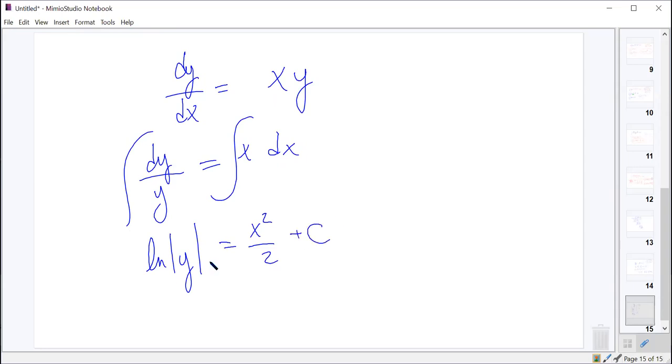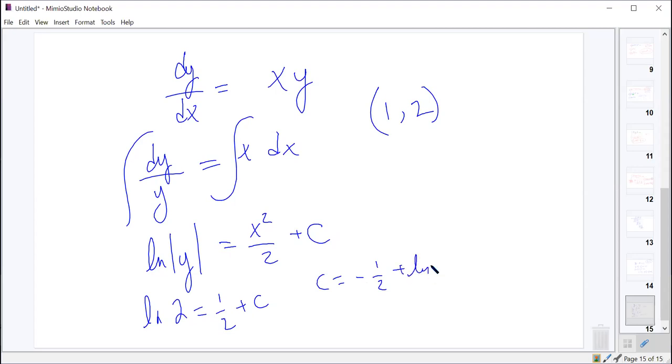So they both get a constant, and we talked about it a bunch of times. I think that you don't need to write the plus c on both sides. You can just put it on one side because if I have a plus c on this side and this side, I can always just subtract one over and I still just have a constant. So let's say that when x was 1, y was 2, we need to find our constant. So we get natural log of 2 equals 1/2 plus c. And so our constant would be negative 1/2 plus ln 2. And we'd substitute that in.